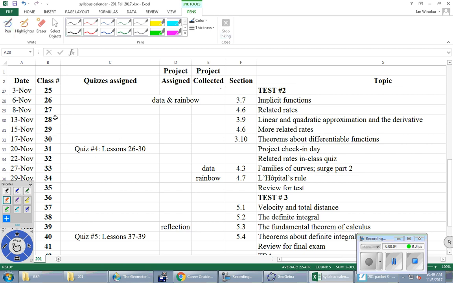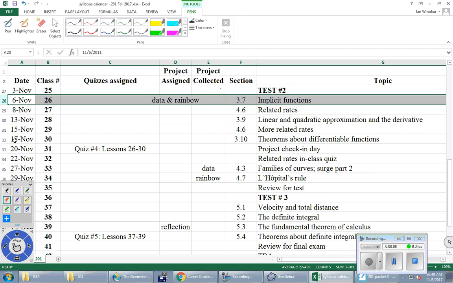Okay, so we just gave back test number 2. If you have individual questions about your test, just see me individually. Today we move on to implicit functions.